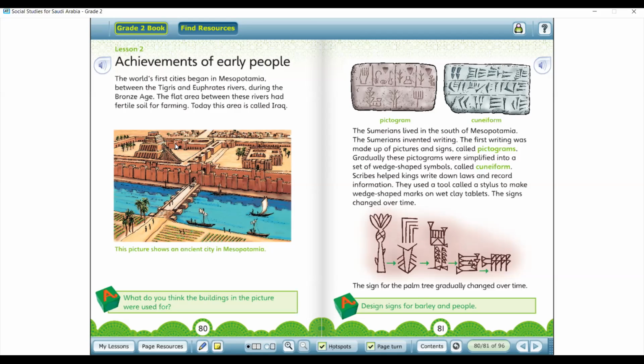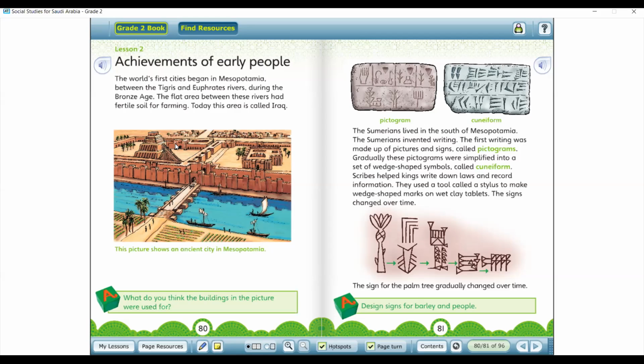The world's first cities began in Mesopotamia between the Tigris and the Euphrates rivers. During the Bronze Age, the flat area between these rivers had fertile soil for farming, and today these areas are called Iraq. So that is just old Mesopotamia, which is called Iraq now. And then there's a picture that shows the ancient city of Mesopotamia, which in that time of the Bronze Age looks to be very, very developed.